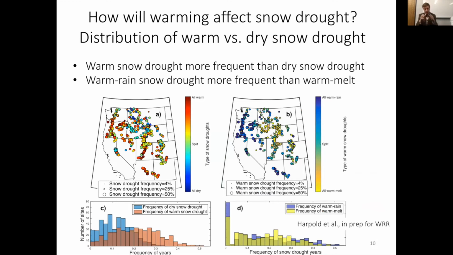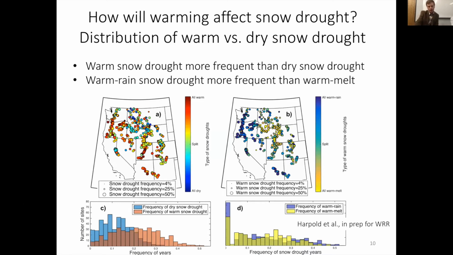And what you see is that warm snow droughts are really important. Absolutely, if you don't get precip, you're going to be in a snow drought, but the effects of energy, both on phase and ablation of snowpacks, are really important kind of everywhere, but particularly in the maritime. And the right panel is showing the breakout of warm rain and warm melt. And again, you see very distinct regional patterns suggesting that there are different sensitivities in these different regions.